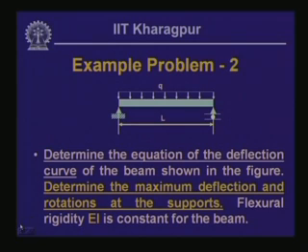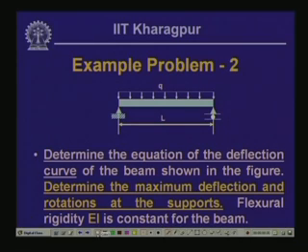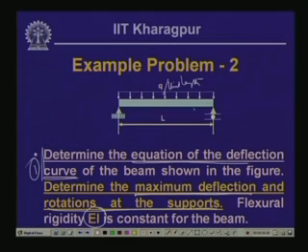Now, let us come back to the equation of the elastic curve. We have a simply supported beam which is subjected to a uniformly distributed load q per unit length. What we will have to do is determine the equation of the deflection curve. This is the first thing. Secondly, we will have to find the maximum deflection and the rotations at the supports. The flexural rigidity EI is constant for the entire beam.